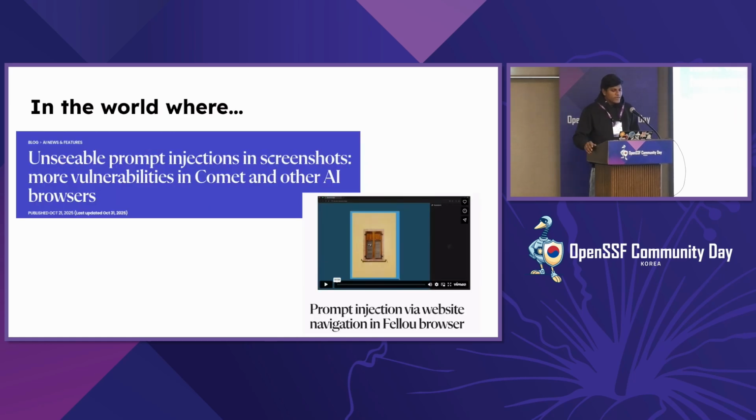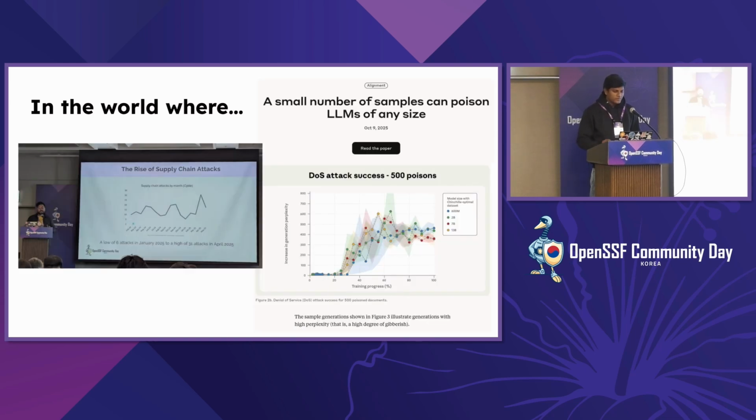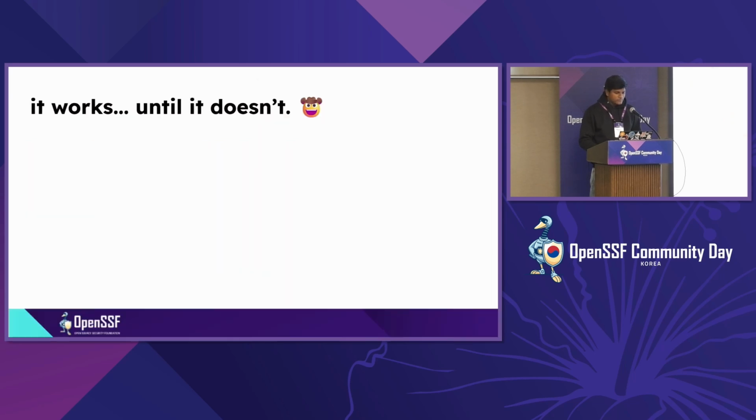And in the world, we are seeing a lot of prompt injections happening in AI browsers, and there are a lot of problems with supply chain attacks, which are rising. There is a possibility of models getting poisoned with just 500 to 600 data points, and irrespective of the size of the model, these LLMs can get poisoned and have a lot of issues. So we know that every pipeline works until it doesn't.